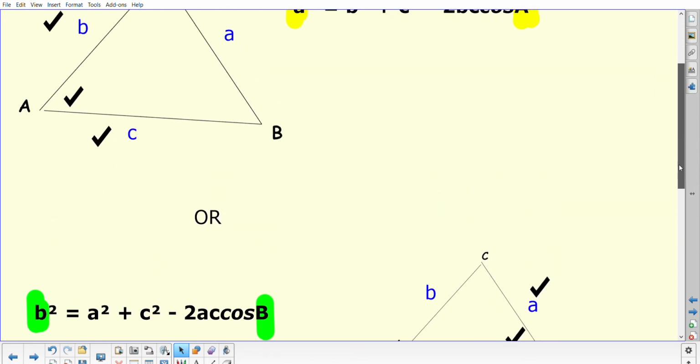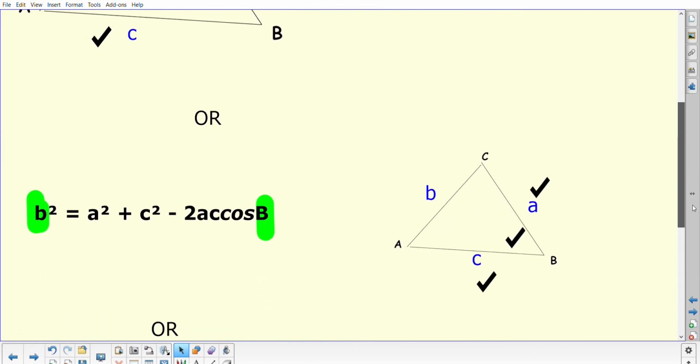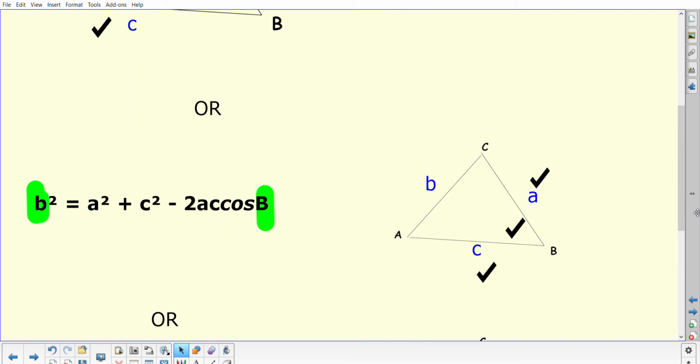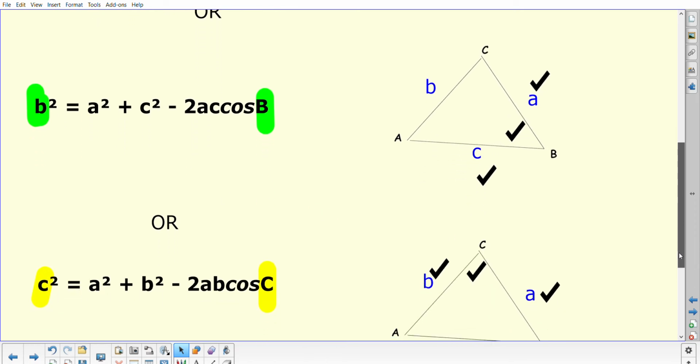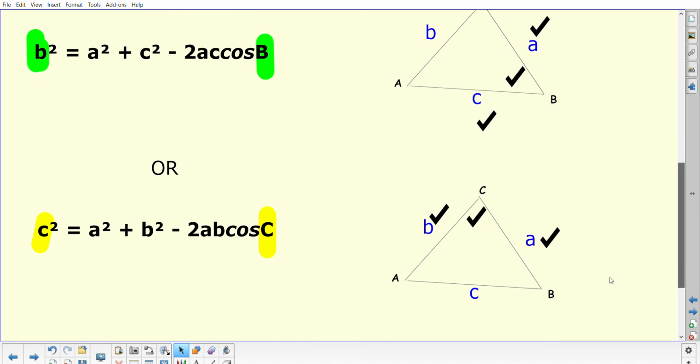Now obviously it's not always angle A that you've been given, you might have other letters going on in there. So for example, if you were given angle B, then the two sides that you would be working with would be side a and side c. And if it was side c that you were trying to work out, and you were given angle C, then it would be sides a and b that you would work with.